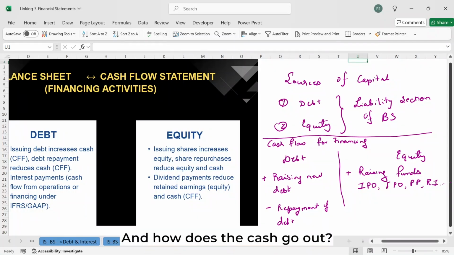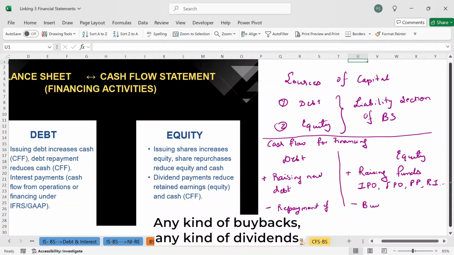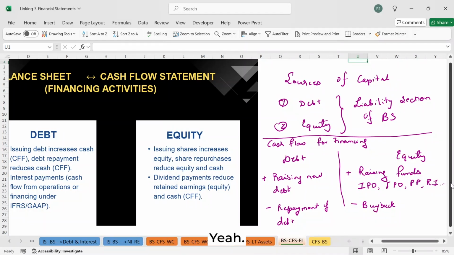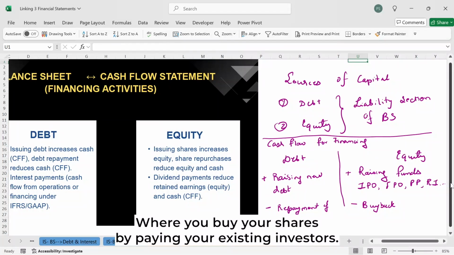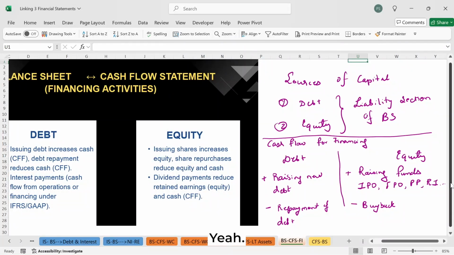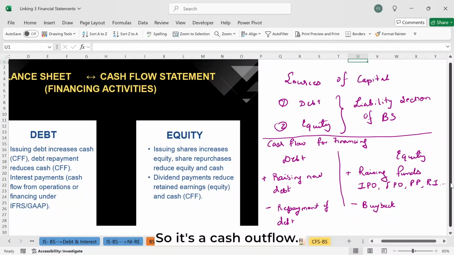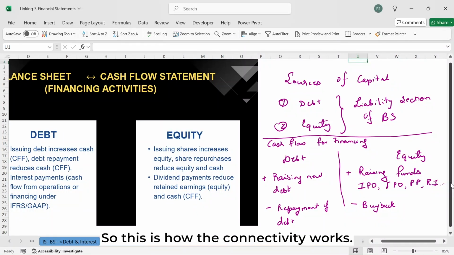And how does the cash go out? Any kind of buybacks, any kind of dividends, or treasury buybacks, which we see happening, where you buy your shares by paying your existing investors. When you do that, cash goes out of your company, and your ownership increases. So it's a cash outflow. So this is how the connectivity works.